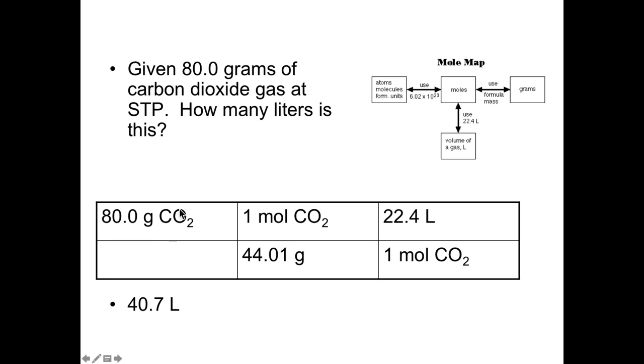Or you can take 80.0 times 22.4 divided by 44.01. Your choice if you want to read left to right or multiply everything on top and divide by everything on bottom. Regardless, you should get a final answer of 40.7.